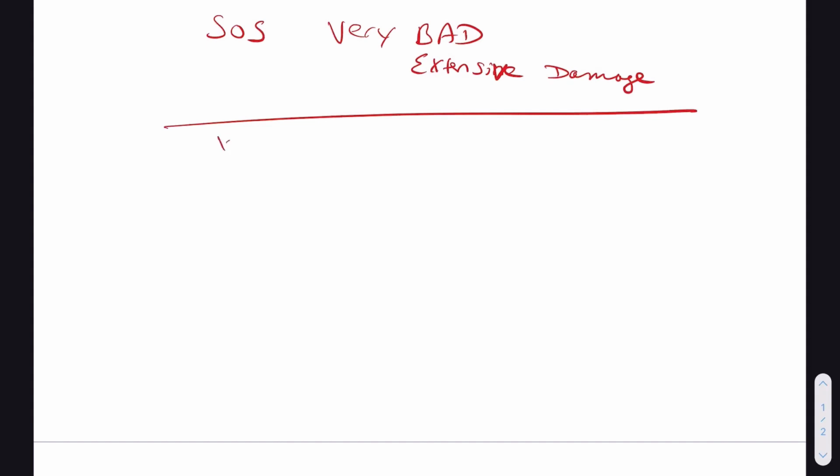So for the SOS repair, keep in mind that this happens when we have a lot of damage, when we have very bad or extensive damage. Now it's part of the DNA repair system. This is an emergency in DNA damage, right? So that's what you want to remember. It's part of the DNA repair systems. And remember, this happens in an emergency when we have extensive damage.